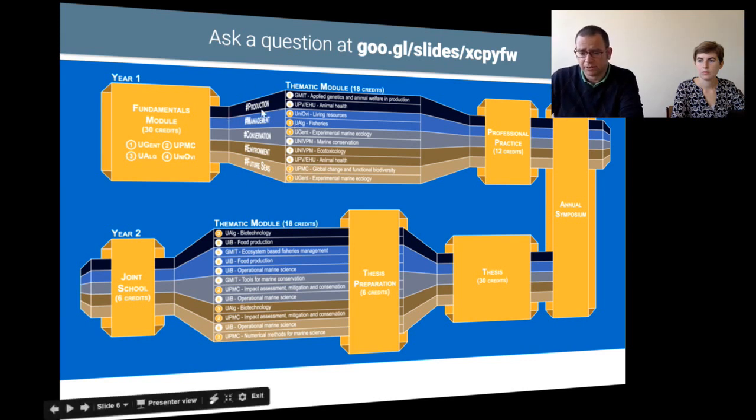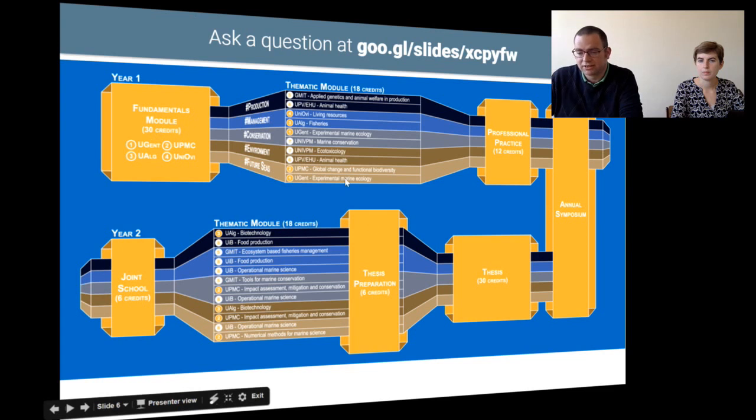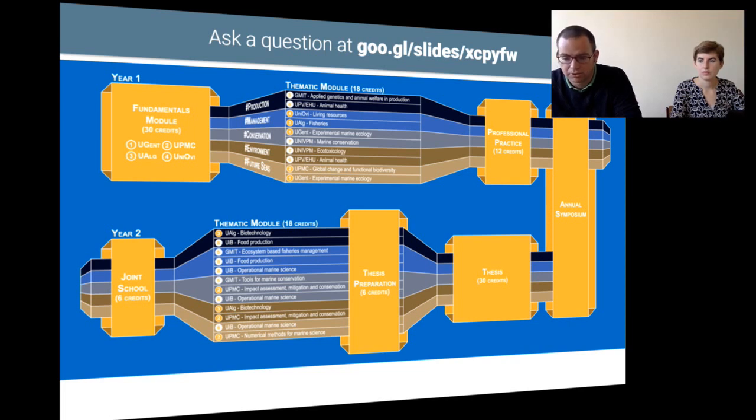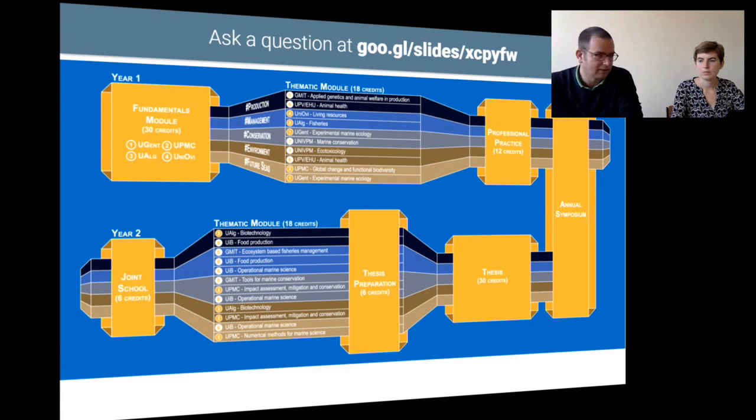After the first semester, you will split up into different groups depending on the specialization track you have chosen. There are 5 specialization tracks: production, management, conservation, environment, and future seas. And then within each specialization track, you have different possibilities to follow a certain thematic module of 18 credits. So in case, for example, you choose the specialization track on conservation, it means that in the second semester you have the possibility to study here in Ghent, to follow a module on experimental marine ecology, or you can go to the Università Politecnica delle Marche in Ancona, where you can follow a part on marine conservation.